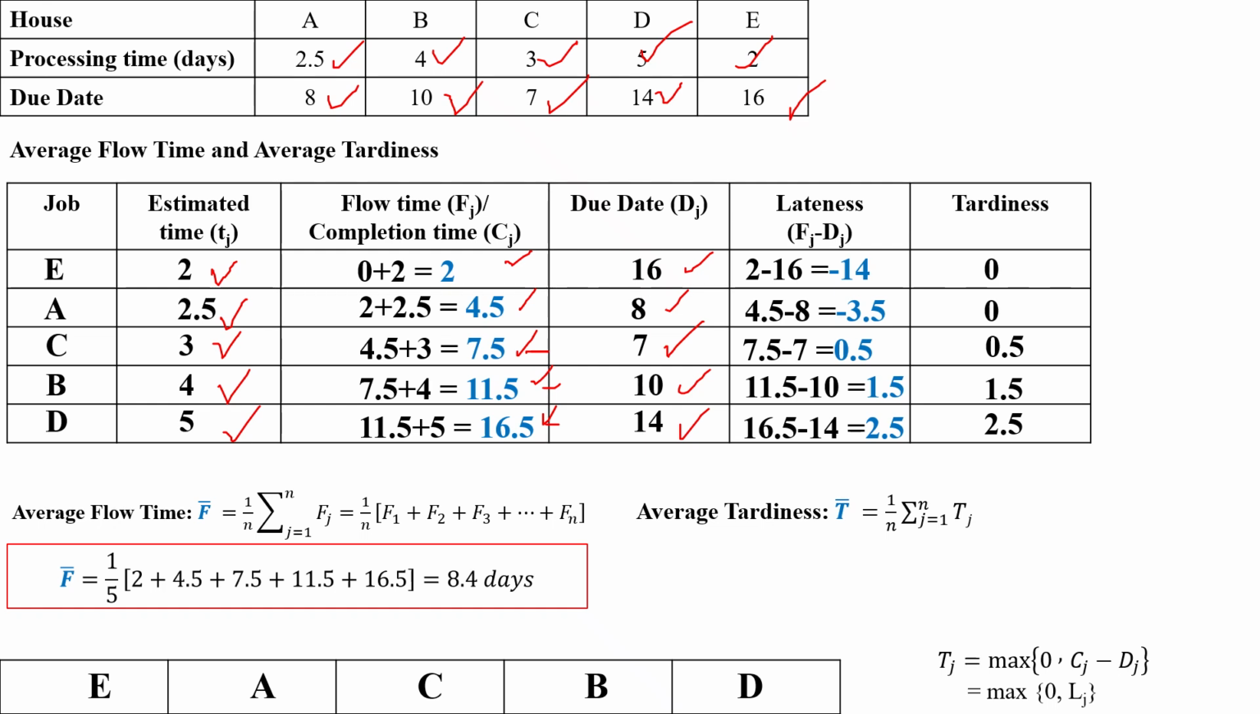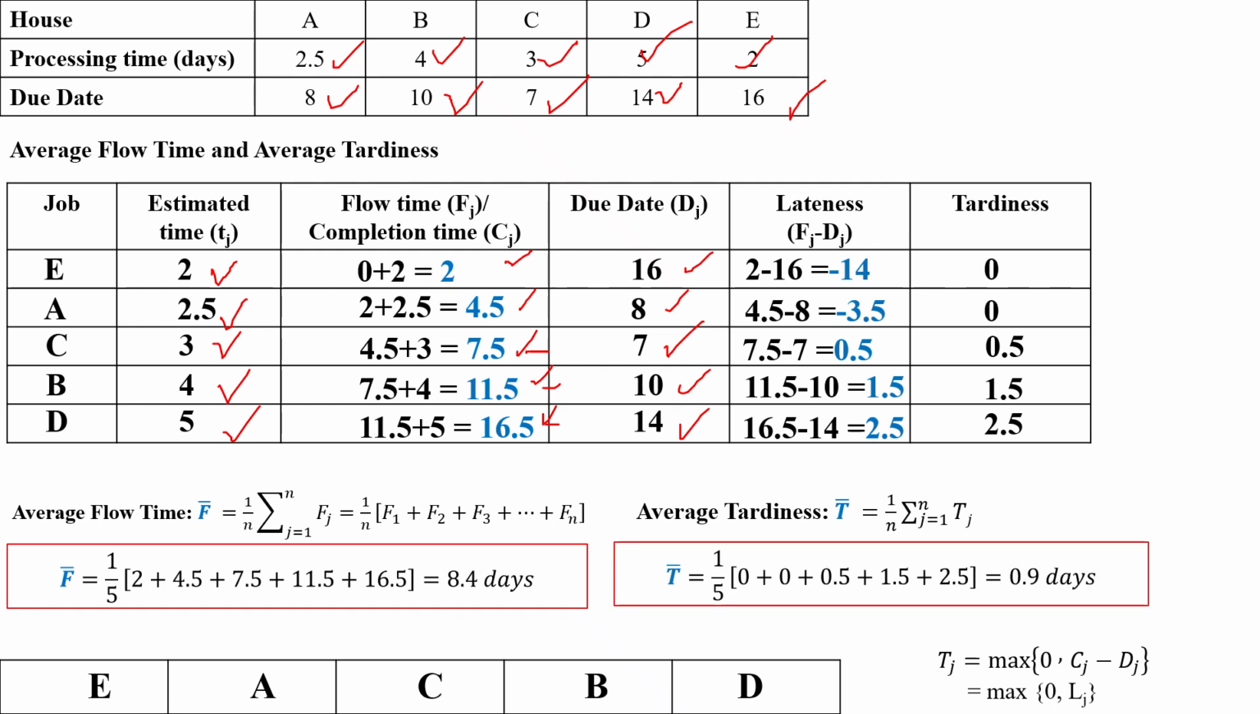Similarly, you have to calculate the average tardiness value, which is equal to 1 by 5 into 0 plus 0 plus 0.5 plus 2.5 plus 1.5, which is equal to 0.9 days. So this is the solution, and thank you.